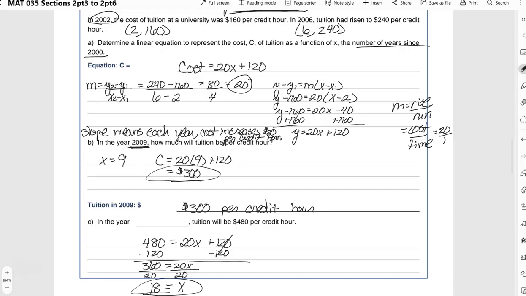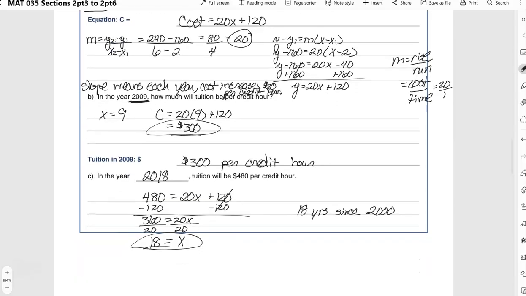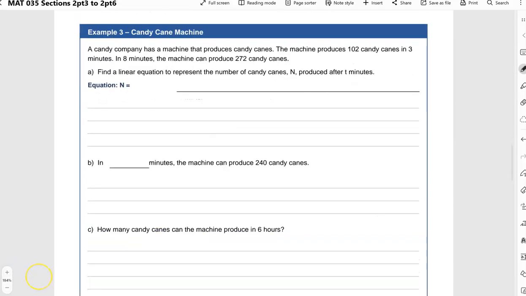So that's 18, but this means 18 years since 2000, which means it's going to be 2018 because we would add that together. So in 2018, we would have expected the tuition to be $480 per credit hour. Let's do one more example. A candy cane company has a machine that produces candy canes. The machine produces 102 candy canes in 3 minutes.